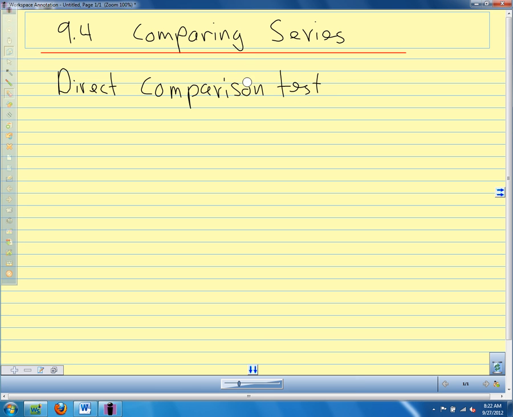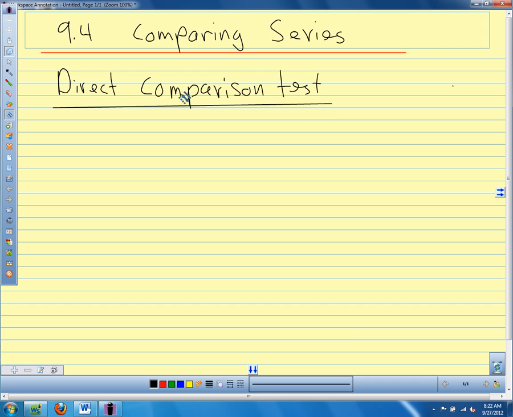So now that we have some tools, we have some families of series that we know either converge or diverge. That's when the direct comparison test becomes useful, because we know certain series that converge, we know certain series that diverge. So this lets us compare those series to other series.